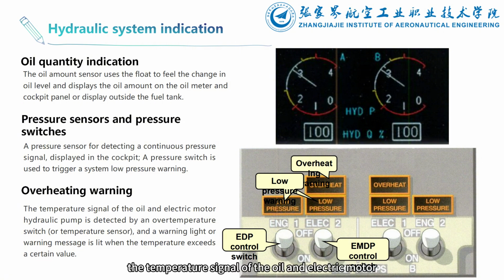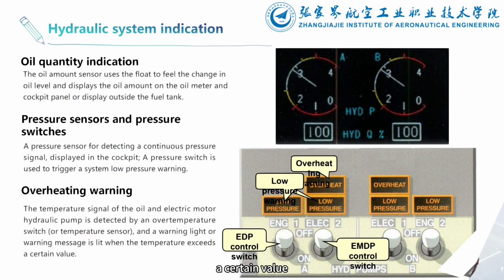The temperature signal of the oil and electric motor hydraulic pump is detected by an over temperature switch or temperature sensor, and a warning light or warning message is lit when the temperature exceeds a certain value.